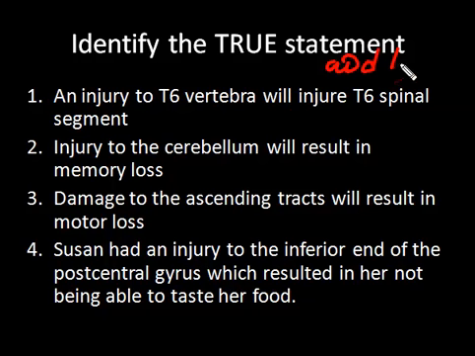In the upper thoracic, you add 2. So if it's T6 vertebra, it becomes T8 spinal segment. But what I want to emphasize here is that the vertebrae and the spinal segments do not correspond to one another. So this is a false statement.